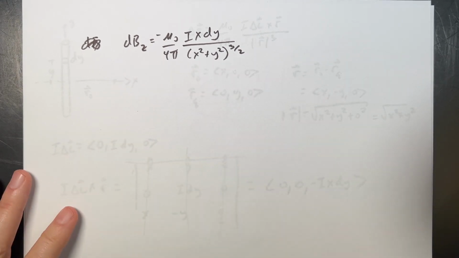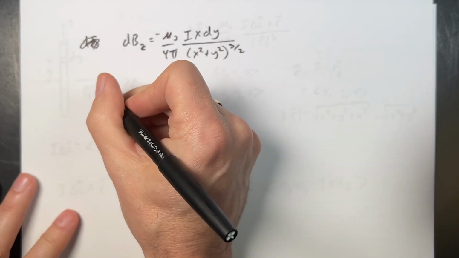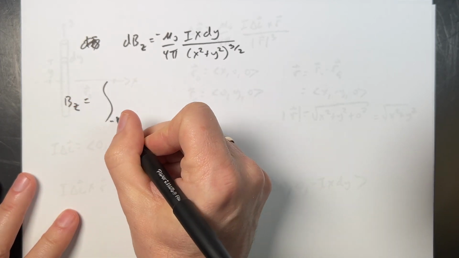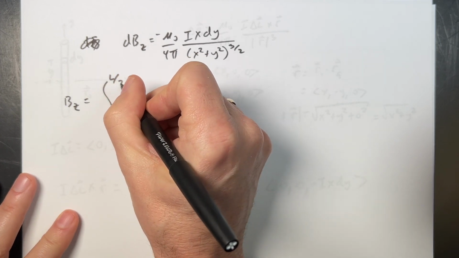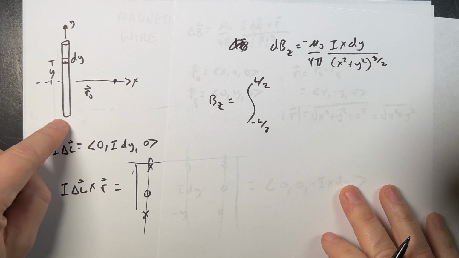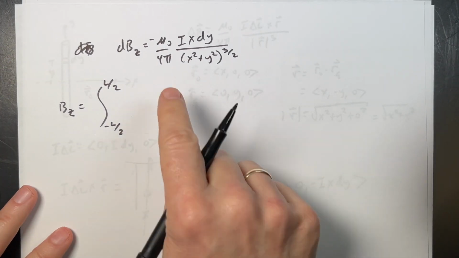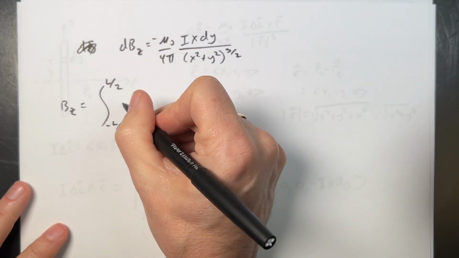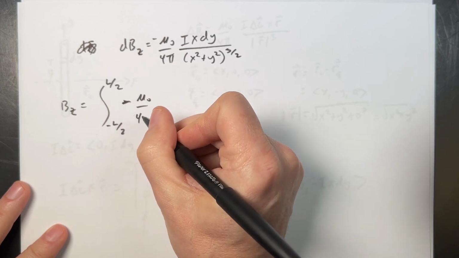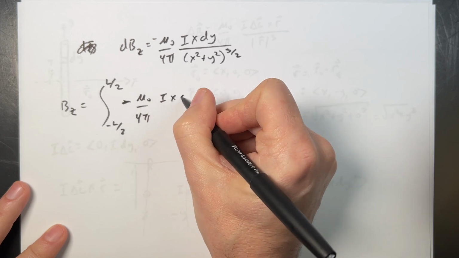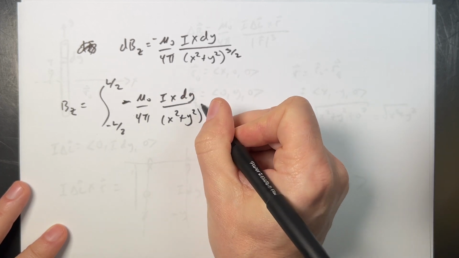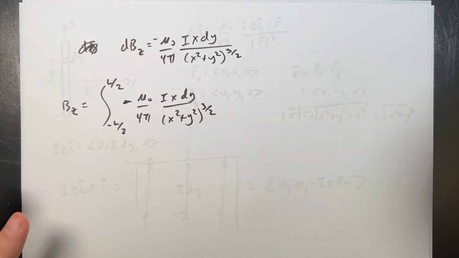Now I just need to integrate. So B z is the integral from negative L over 2 to L over 2, right? Because if this is the length L, I'm going from down here to up there. So that's negative L over 2, and that's L over 2. And then I have all this stuff: negative mu naught over 4 pi, I x dy over x squared plus y squared to the 3/2. Now let's just make it look prettier.